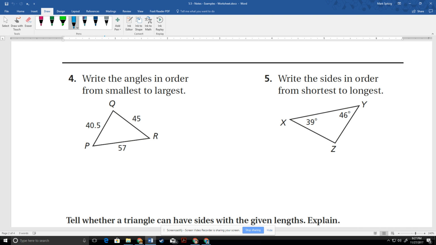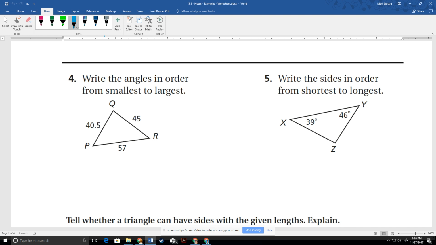And of course, we know that we're looking at this triangle. What they give us are the sides of this triangle. So based on the sides, we can order the angles. Across from the largest side will be the largest angle, and across from the smallest side will be the smallest angle.